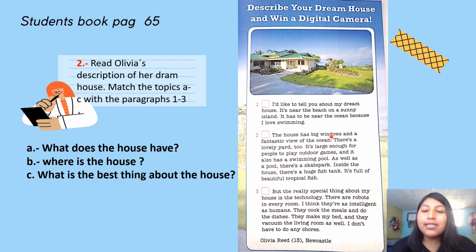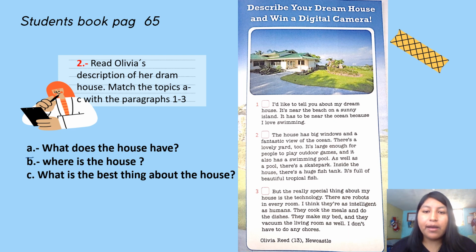Okay, so this is a description of an amazing house that Olivia has. And here we have: read Olivia's description of her dream house and match the topics A to C with the paragraphs 1 to 3. Let's read the questions, okay? Here we have A. What does the house have? In which paragraph is the question answered? What does the house have?